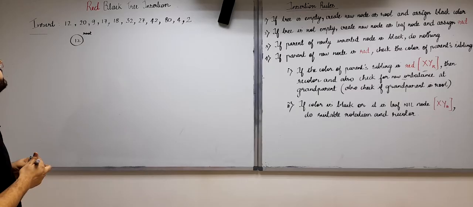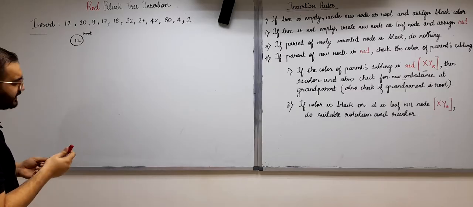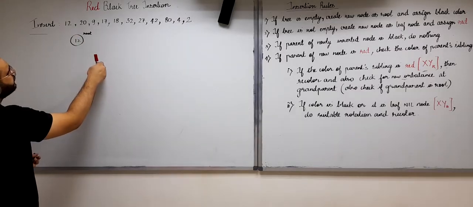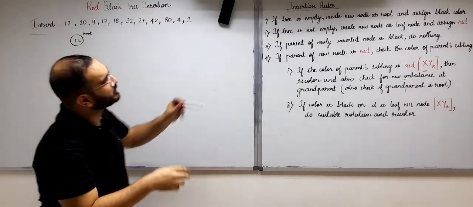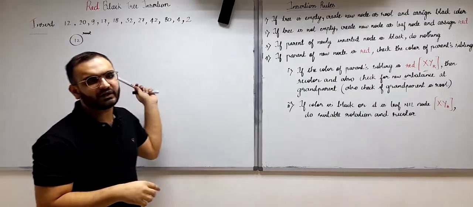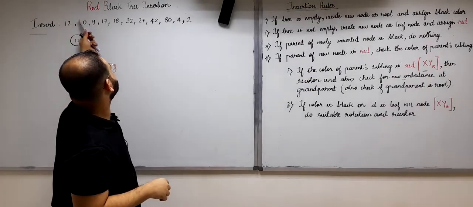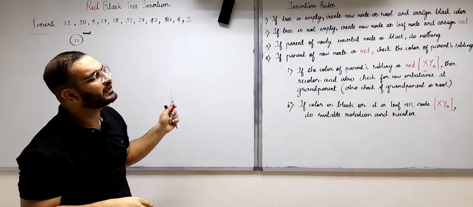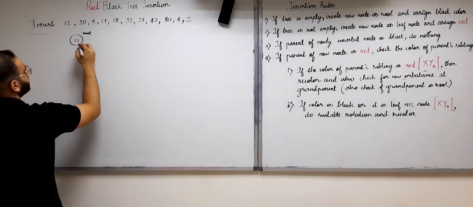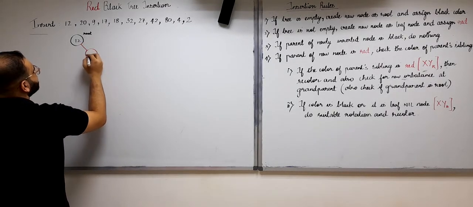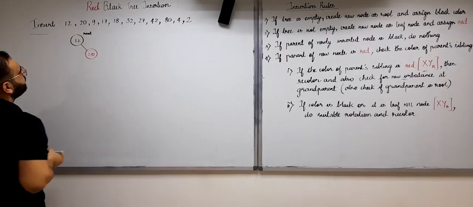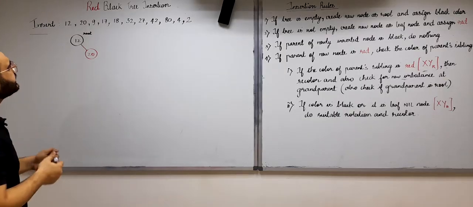Okay. So now the next element is 20. According to binary search tree property, 20 will come on the right of 12, and according to the second rule, the tree is right now not empty, 12 is already present. So we will create this node of 20 as our leaf node and assign red color to it, okay? According to BST, it will come on the right side of 12, because again, a red-black tree is also a binary search tree.